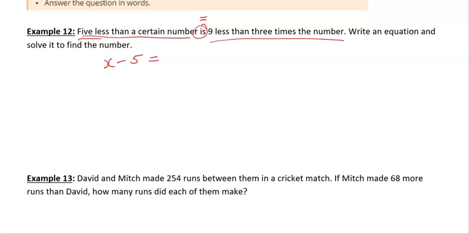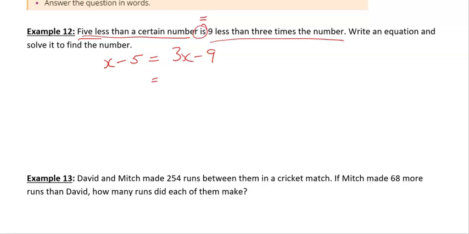There's our "is." 9 less than 3 times the number. Well, that certain number was x. We've got 3 of them, and from that we take 9. So that's our equation: 5 less than a certain number, x minus 5, equals 9 less than 3 times that number, 3x minus 9. And then we just solve away, having a real good time.